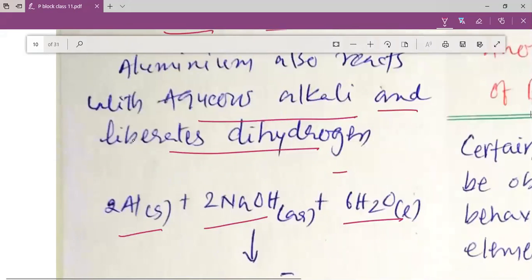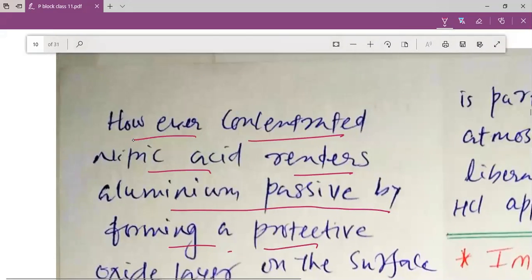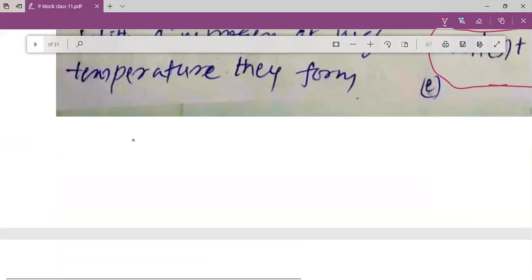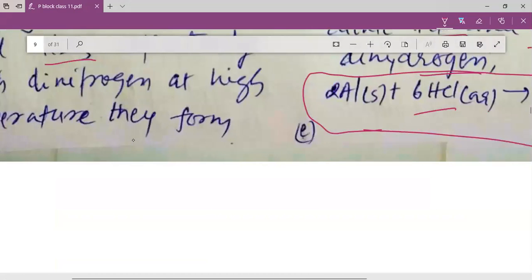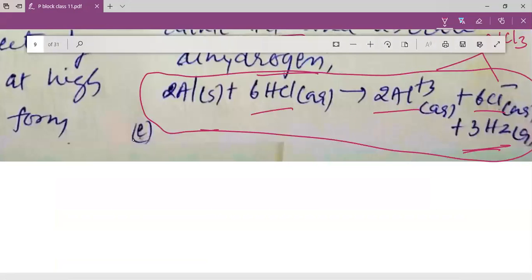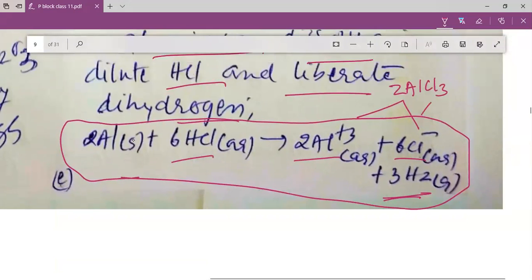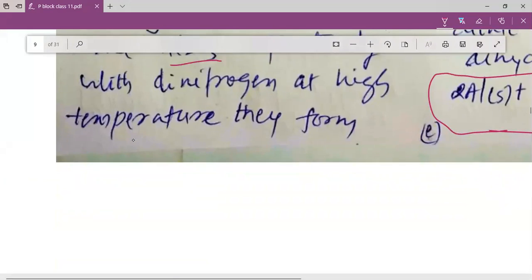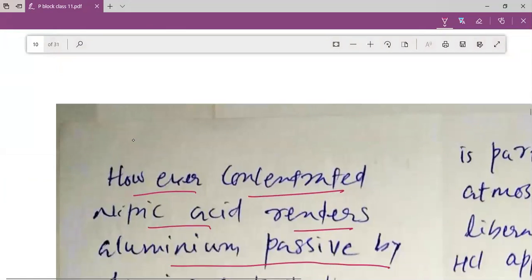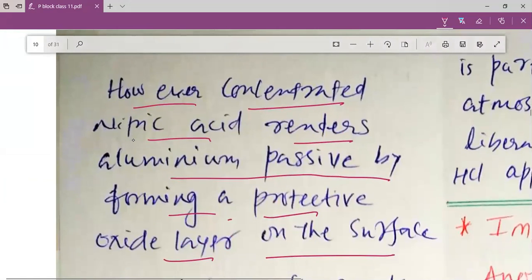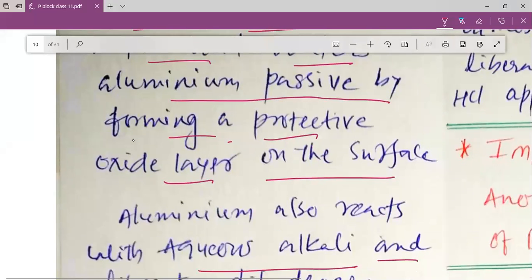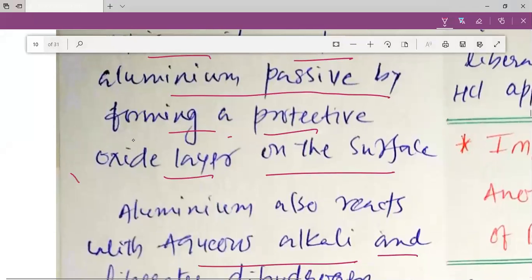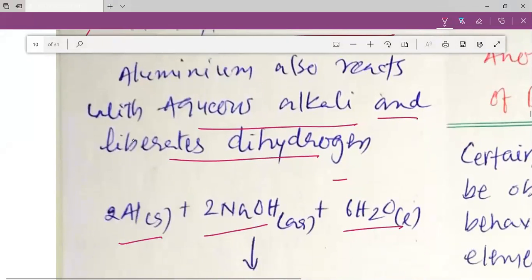Okay, let me show you very fast that this aluminium, my dear students, reacts with acid as well as alkali. When aluminum reacts with 6HCl, it produces two molecules of AlCl3, that is 2Al3+ and 6Cl-, and produces hydrogen gas. However, concentrated nitric acid renders aluminum passive by producing the protective oxide layer. That is what we have studied in the 10th standard in the form of the anodizing process.